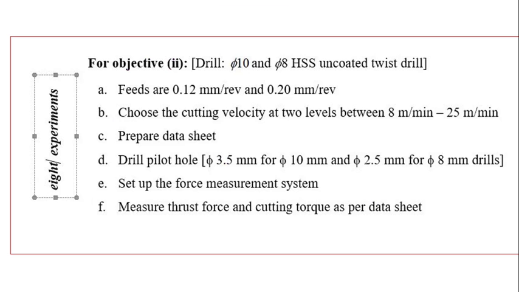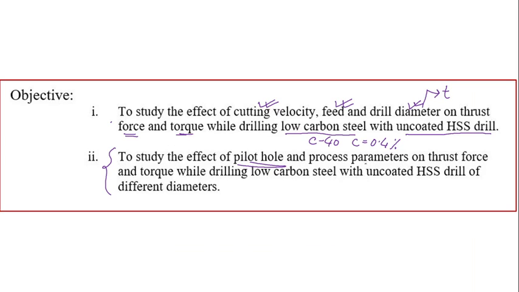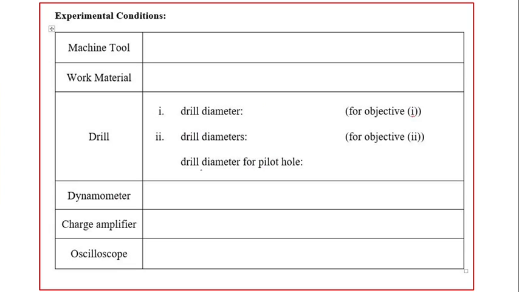So in objective number 2, we are going to study the effect of pilot hole and process parameter on thrust force and torque. Now let us see what we are going to do. We are going to use a radial drilling machine, which is an HMT made drilling machine.